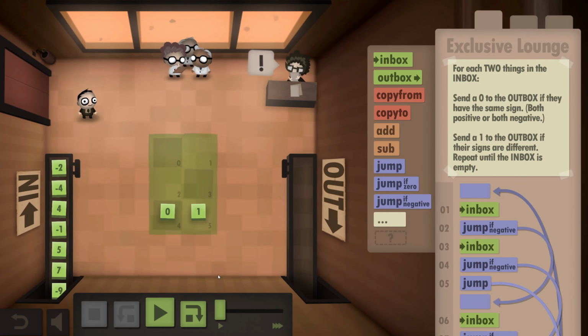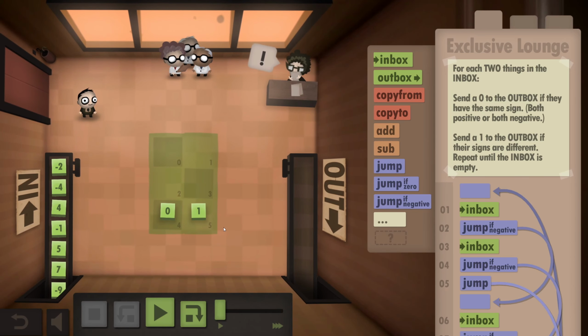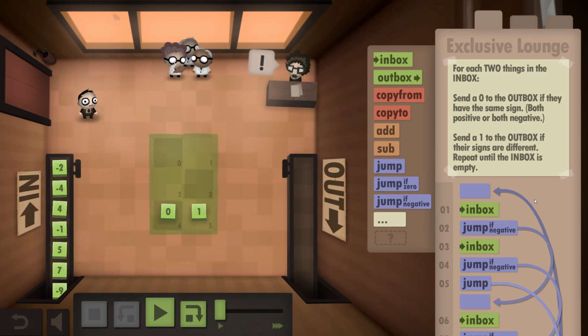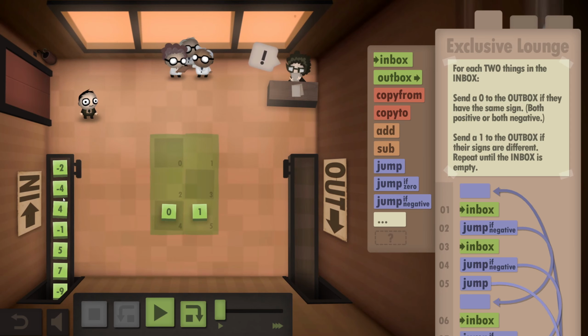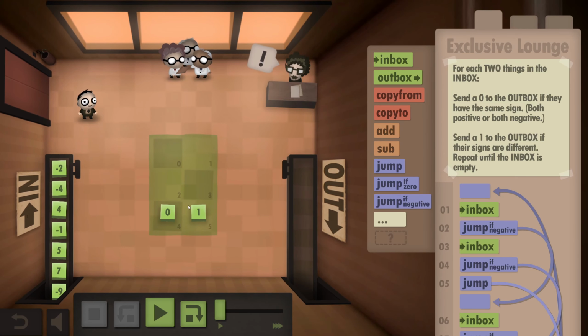This level was noticeably harder. I just wanted to see it work without any optimizations at all. This was also the first level where we had to pre-place boxes on the carpet. What they ask is basically that for each two boxes, if they have the same sign, we should send a 0, but if their signs are different, we are sending 1.